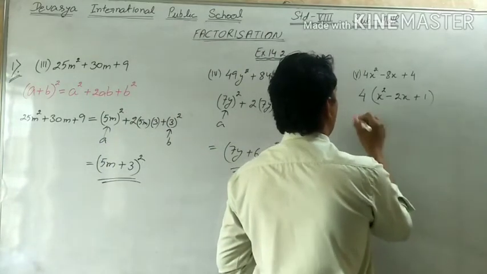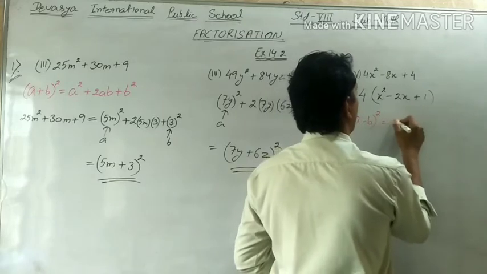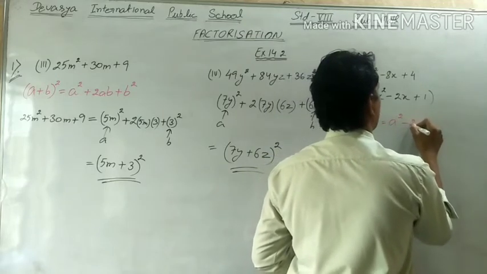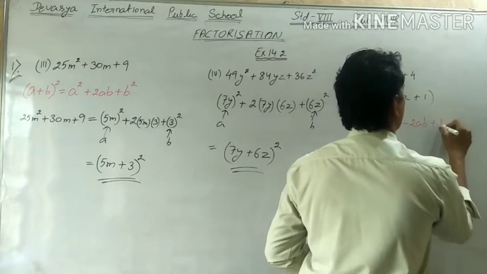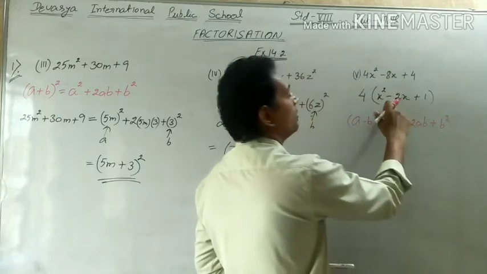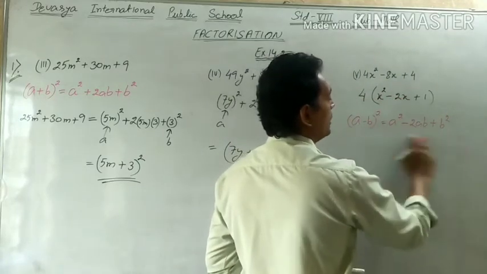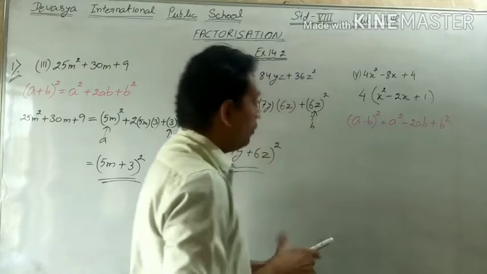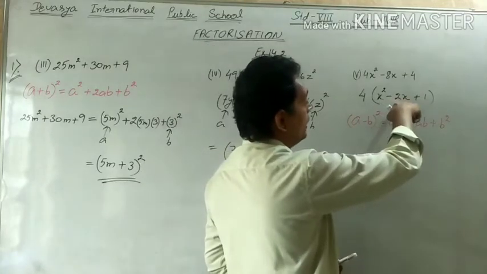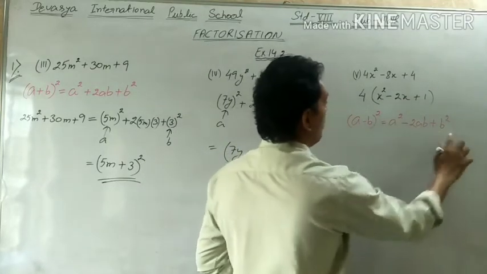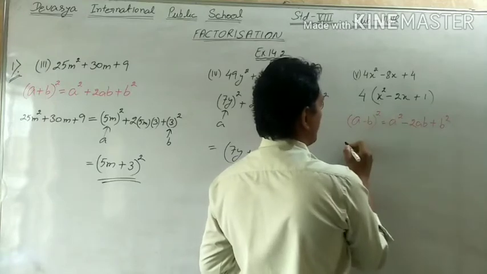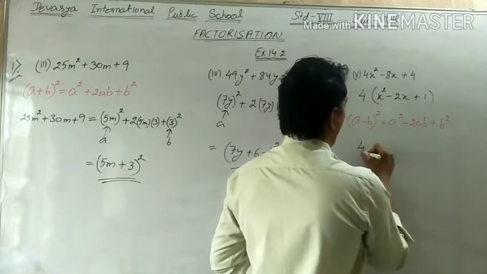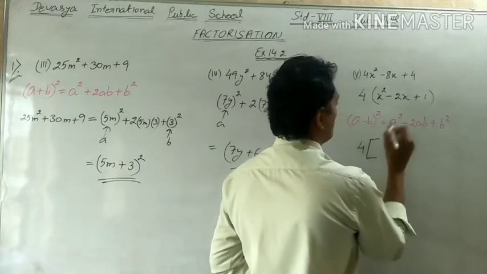(a minus b) whole square gives you a square minus 2ab plus b square. As you can see, the middle term is negative. So we have the identity, this one. Now, we need to convert this into such a form. Okay, so I am writing this expression once again. 4 is common. Again, a square bracket.